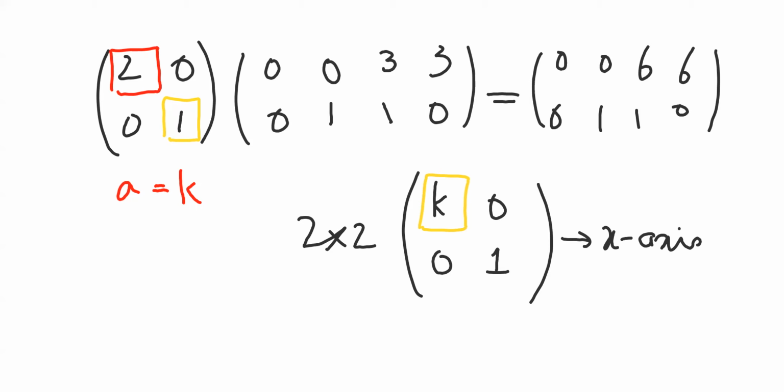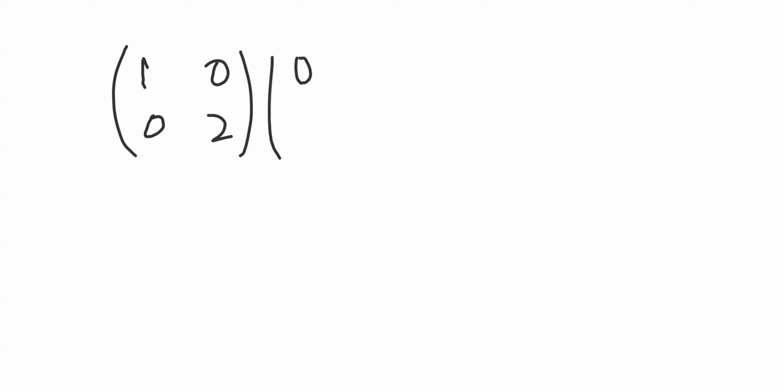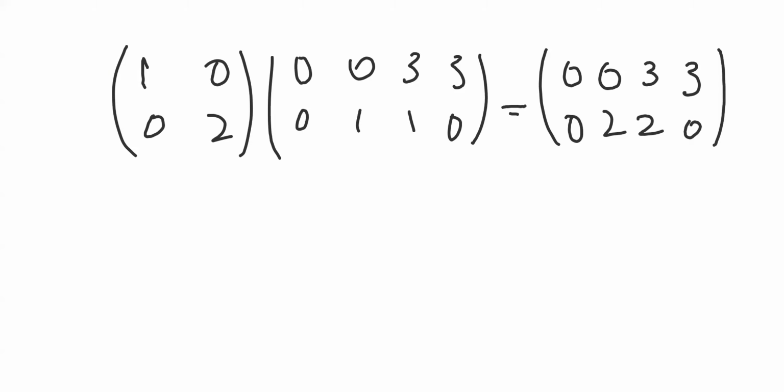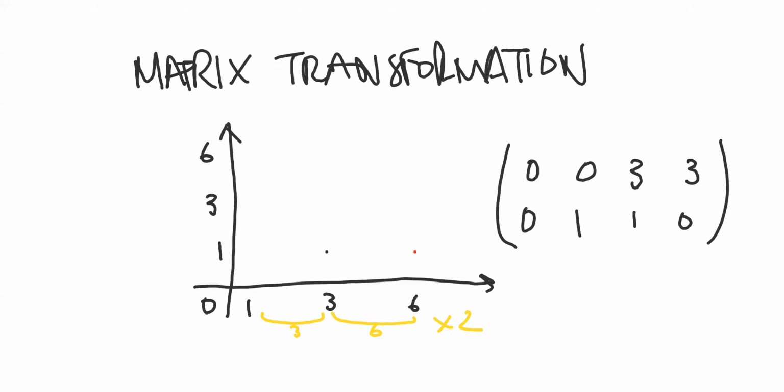Now moving forward with it, if we multiply another matrix that is 1 0 0 2 with our same coordinate matrix that is 0 0 0 1 3 1 and 3 0, multiplying this with matrix multiplication, what we're going to get is 0 0 0 2 3 2 and 3 0. Now what do we get on our graph? We get a point that is on 3 2. Wait a minute, not 2 here. That is on 3 2. So we get a point over here.